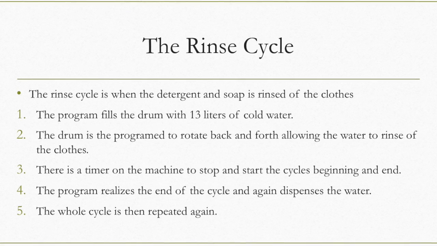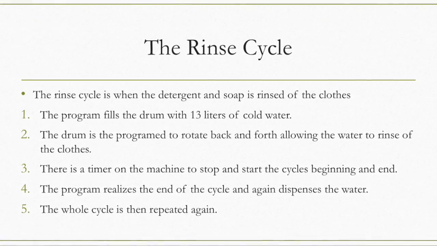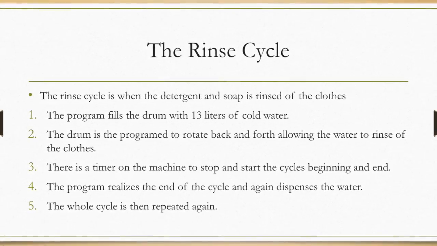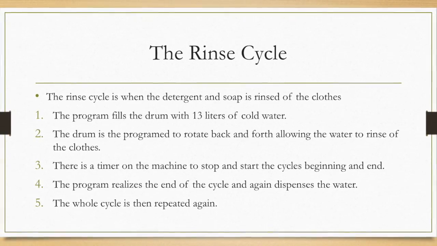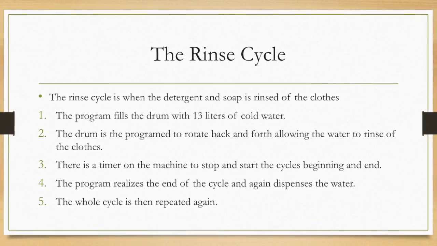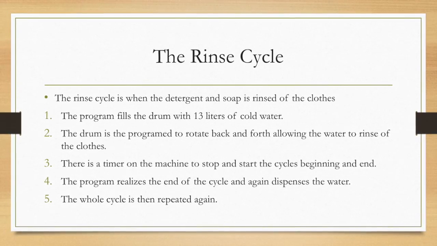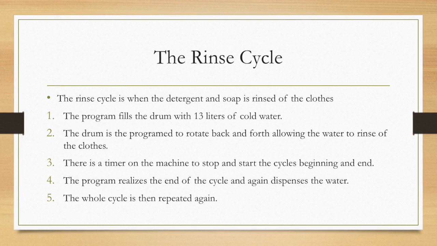The second cycle is the rinse cycle, in which the soapy clothes are bathed in water. The cycle begins with another insert of 13 liters of cold water. The code will now rotate the drum back and forth, allowing the water to rinse off all the clothes. The timer will again control when the cycle starts and ends. When the drum stops, the water is released and the cycle is repeated once again.